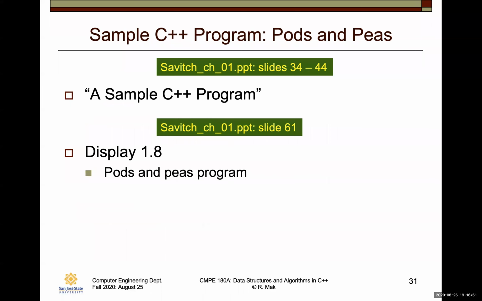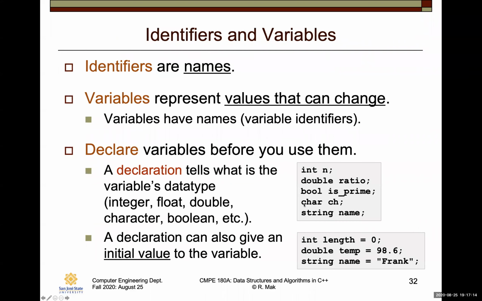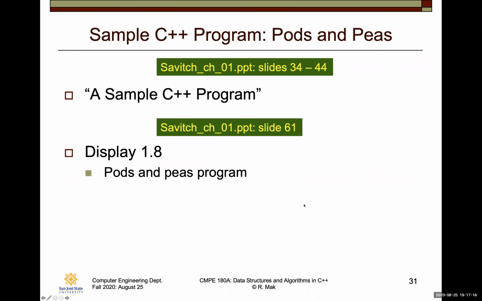All right, and then there's another sample C++ program. I guess there are 2 of them. One of them is called a sample C++ program. It may be Hello World, I don't remember. And then there's a slightly more significant program called Peas and Pods, or Pods and Peas. Okay, so you can look at them as examples of simple C++ programs. Any questions so far?